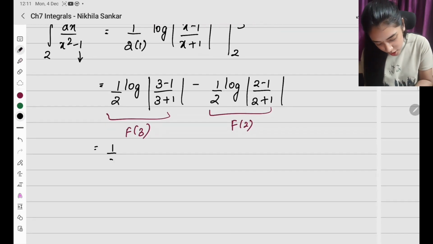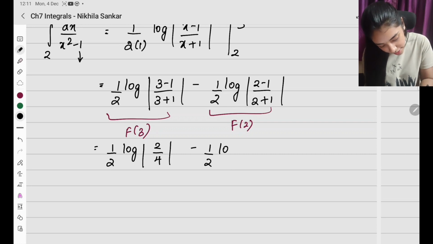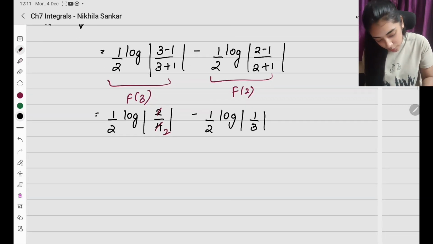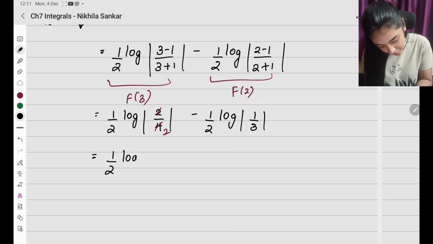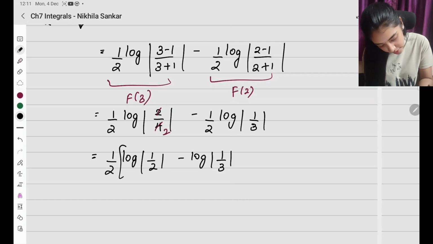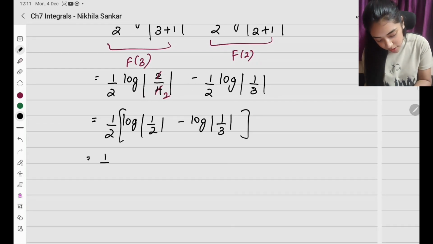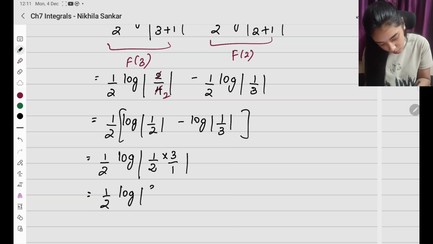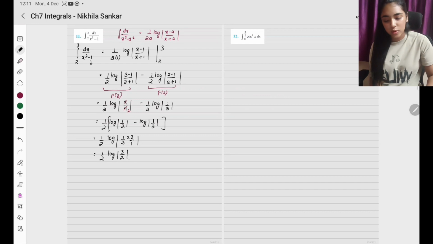Now, when I solve half log mod 2 by 4 minus half log mod 1 divided by 3, this becomes 1 by 2. Now when I take the half to be common, I have log mod 1 by 2 minus log mod 1 divided by 3. Log of a minus log of b formula is there. So this can be written as half log mod half divided by 1 by 3. When I take the reciprocal, it becomes 3 by 1. So directly I'll write that. So 3 by 1. So this is nothing but half log mod 3 divided by 2. So this is my answer. Okay.